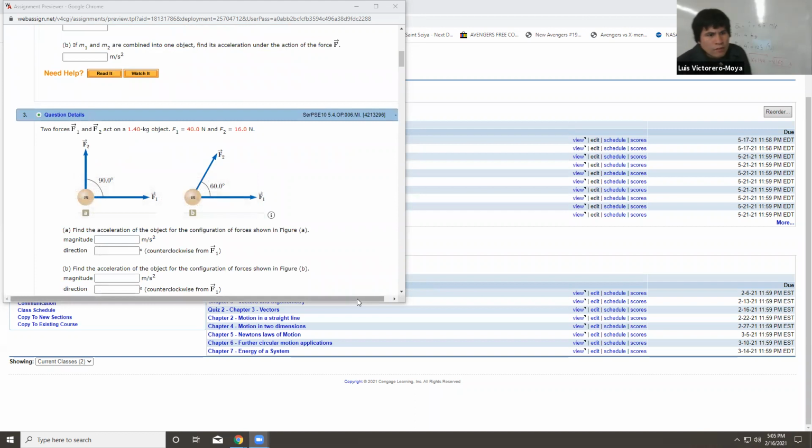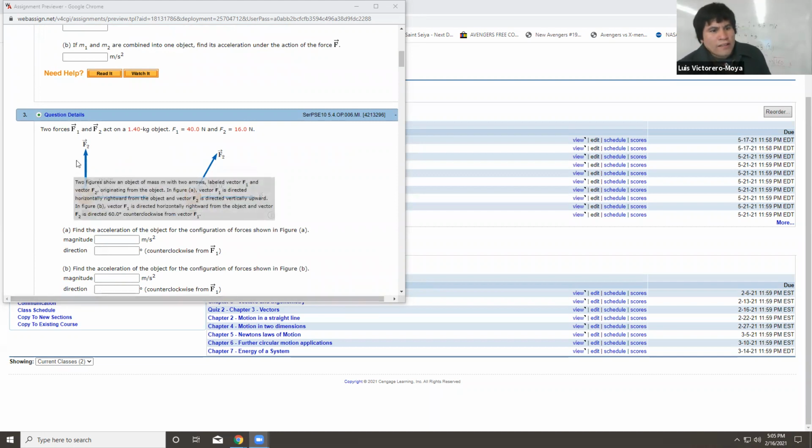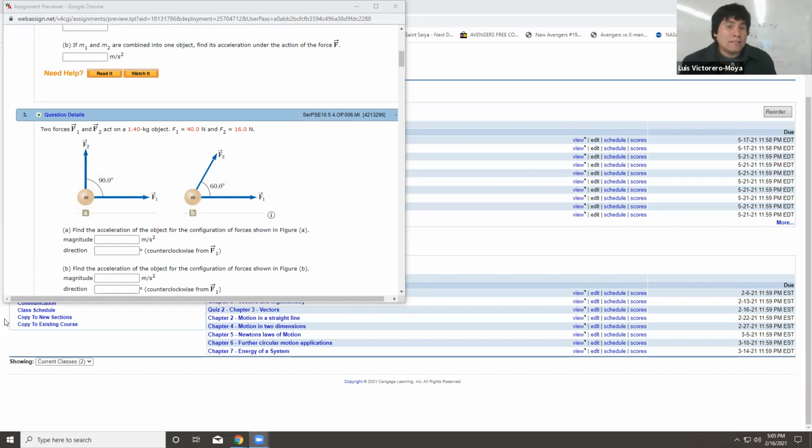This one, they give you two forces. In one, they are perpendicular. In part B, they have an angle of 60 degrees. They give you the value of the forces. Find the acceleration of the object. So to find the acceleration here, you need to find the magnitude of the forces. When the forces make 90 degrees, you just apply Pythagoras. And that will be the force, and you divide by the mass. That's the acceleration.